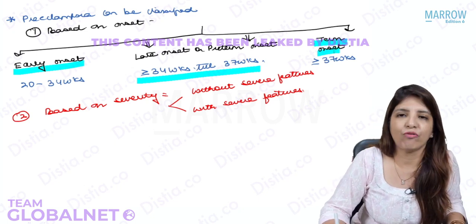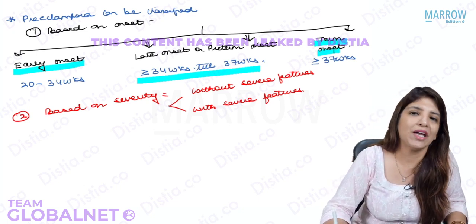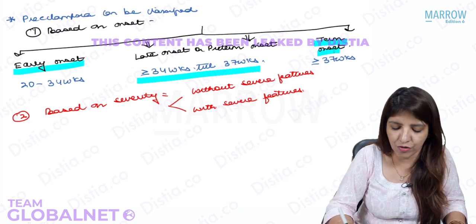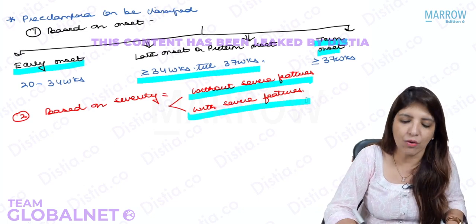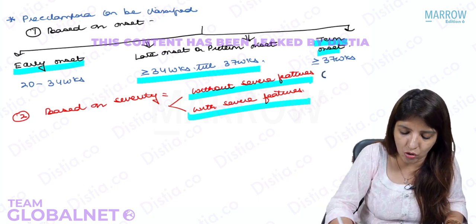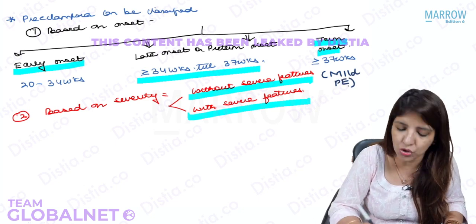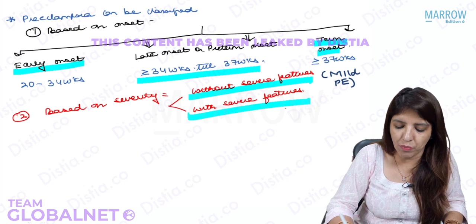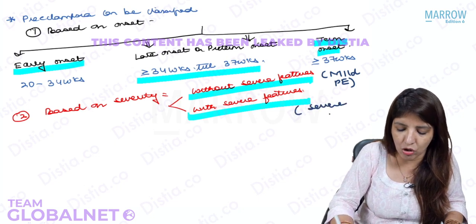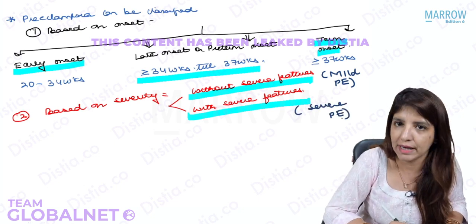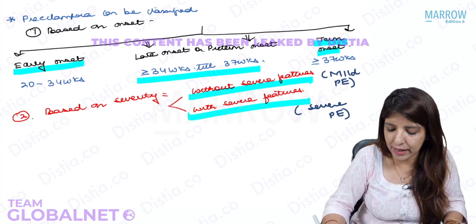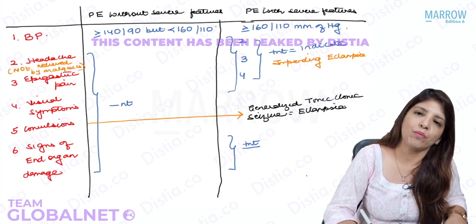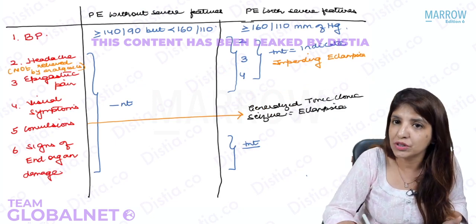But a better way of classifying preeclampsia is based on its severity, whether severe features are present or absent. So preeclampsia without severe features, which was earlier called mild preeclampsia, the term mild preeclampsia is no longer used, and preeclampsia with severe features, which was earlier called severe preeclampsia. Right? Now, how do you differentiate between mild and severe preeclampsia, or preeclampsia without severe features and preeclampsia with severe features?